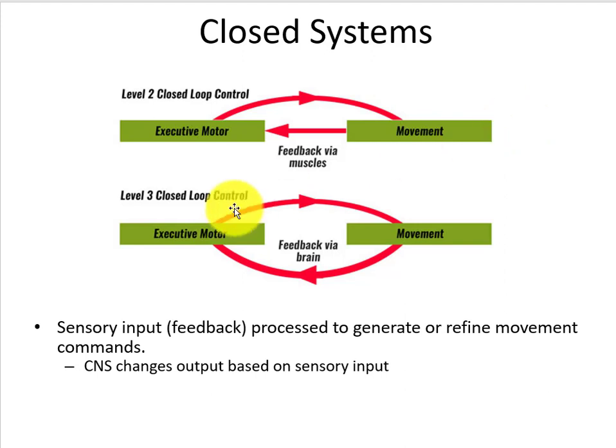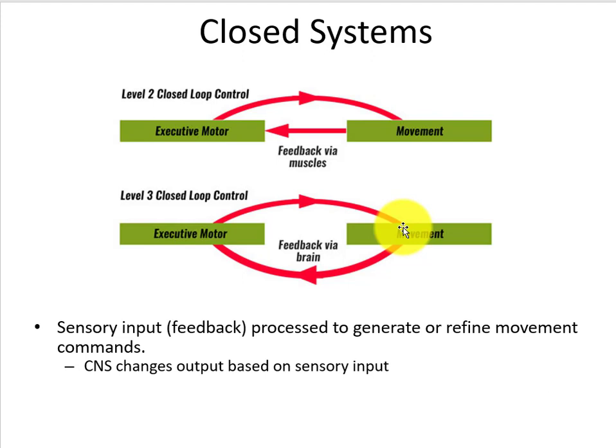A level 3 closed loop control is very much similar, except that you're going to get feedback via the brain, and this could also be from the visual system. An example of this would be taking a shot in racquetball. So regardless of whether you get feedback via the muscles or via the central nervous system itself, it's really important that the sensory input or the feedback is processed and used to generate or refine movement commands. In this case, we can say that the central nervous system changes the output, so this part of the loop going this way, based on the sensory input that it's receiving.